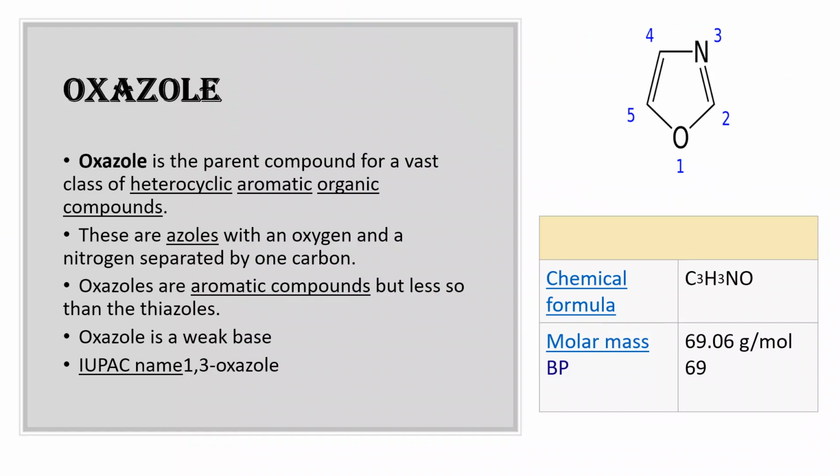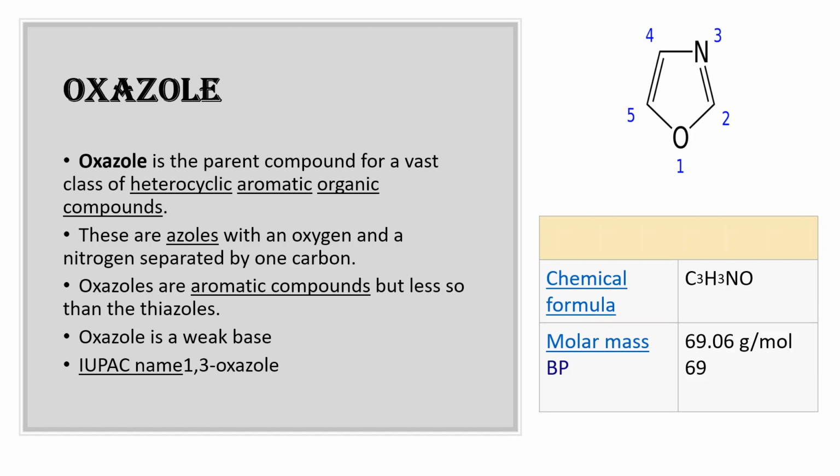Now the next heterocycle is oxazole. Oxa, why? Oxygen has got the first priority. That's why it is written first. Aza is given, the nitrogen is given the second priority. That's why it is known as oxazole. Zole means 5-membered ring. It is a 5-membered ring containing oxygen and nitrogen.